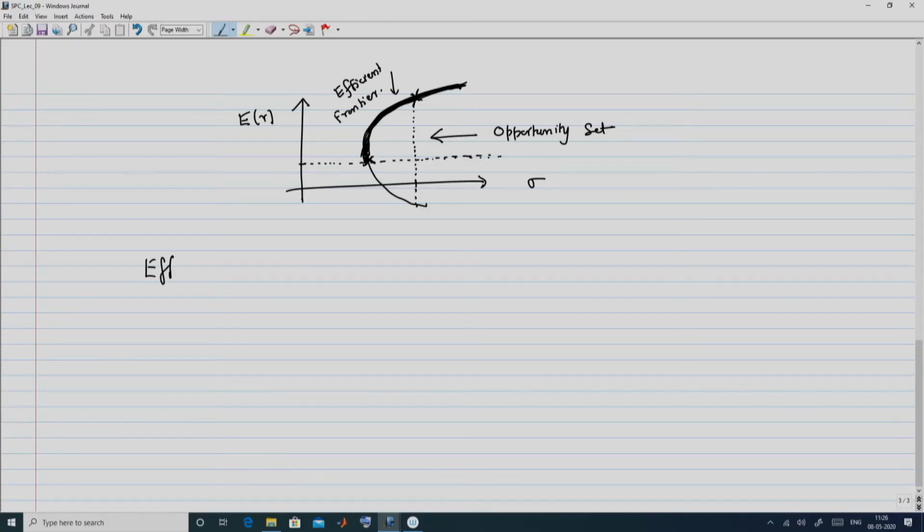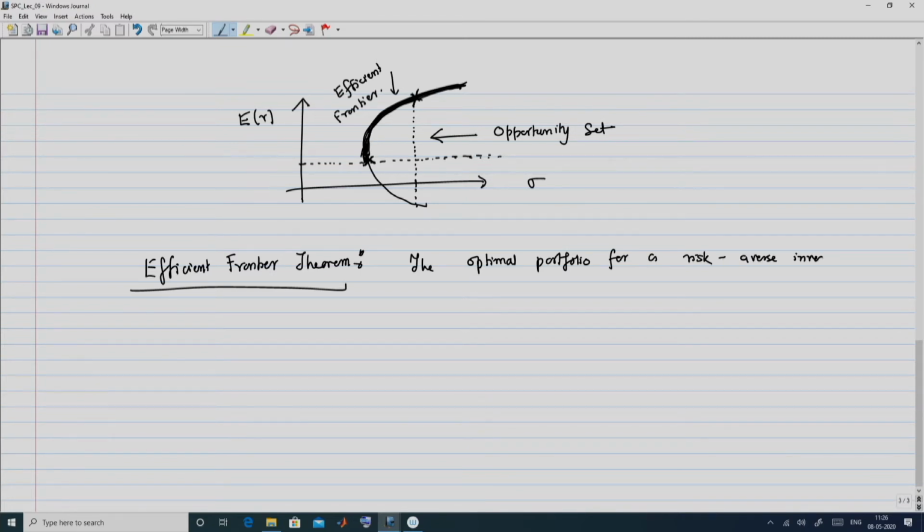So, now we state the efficient frontier theorem. The optimal portfolio for a risk averse investor will be located on the efficient frontier. Essentially, for a risk averse investor, who is driven by the two considerations enumerated in the definition of the efficient frontier, the optimal portfolio is going to lie somewhere on the efficient frontier, and the particular optimal portfolio will be driven by the level of their risk appetite, that means the level of risk that they are willing to take.